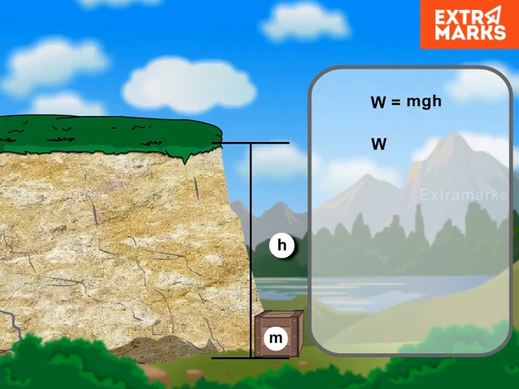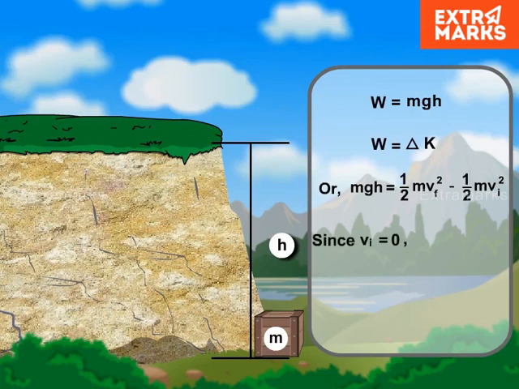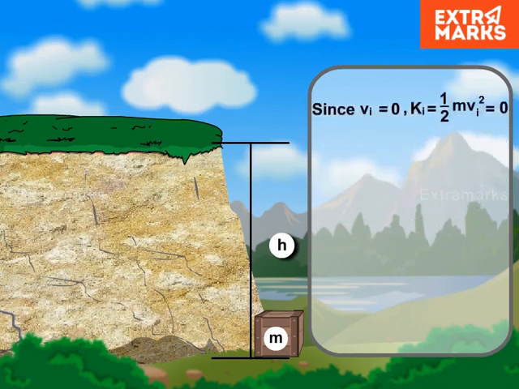The work done on the block is equal to change in its kinetic energy. Since the initial velocity of the block is 0, so its initial kinetic energy is also 0. Hence, the total work done by the gravity is equal to the final kinetic energy of the block.